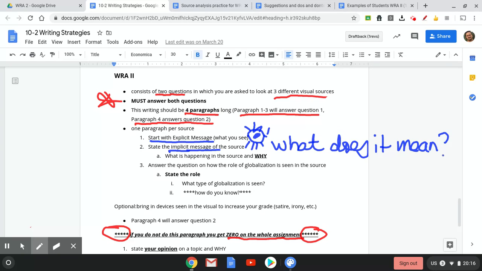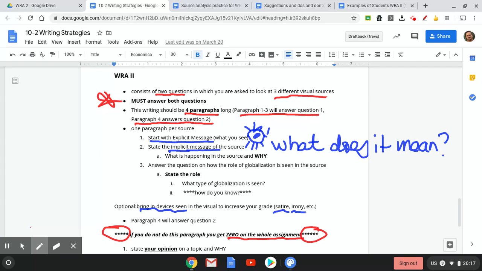And then this is optional here. Bring in devices seen. This will increase your grade. If you can say that the source is satirical, so it's making fun of something, or it's ironic, if you can say stuff like this, the marker's going to be impressed because you're showing a deeper understanding of what the source is.